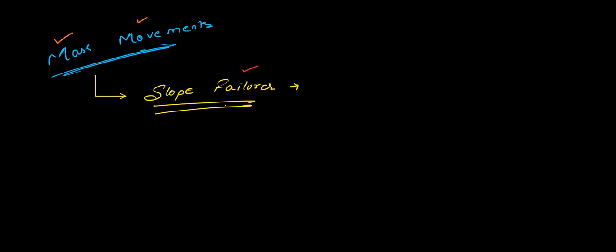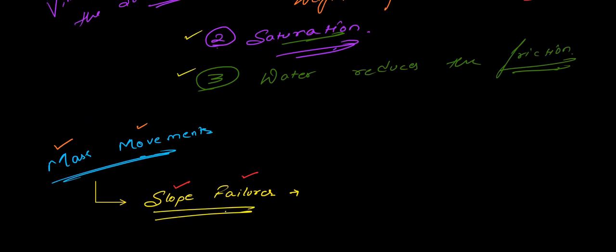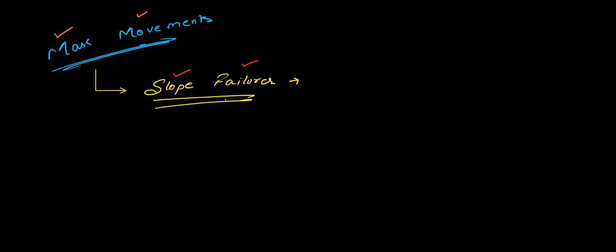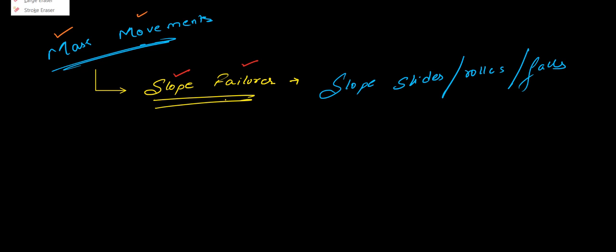It is a sudden failure of the slope, due to, as I said, the vibration or the weight of the soil. Due to these factors, there is a failure in the slope, and the slope slides, rolls or falls downwards. These are a few different types of movements, such as slides, rolls or falls.